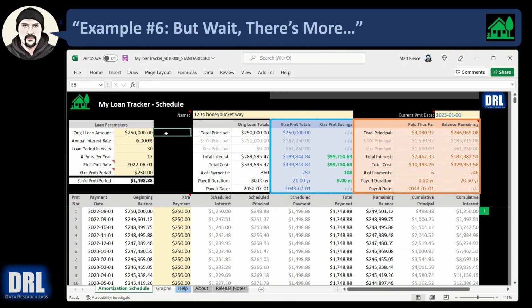I know I did with the one that shipped with Excel 95 back in 1995. I carried that thing forward for 20-something years until I made this spreadsheet. So it's really nice to have an amortization spreadsheet around that you can use and rely on.